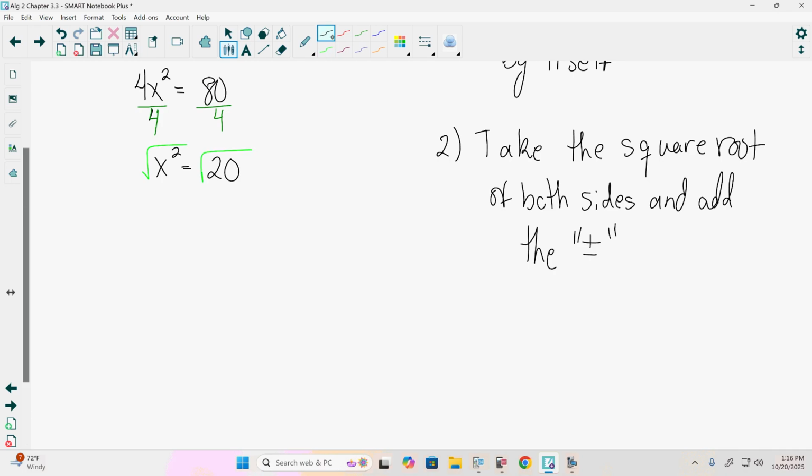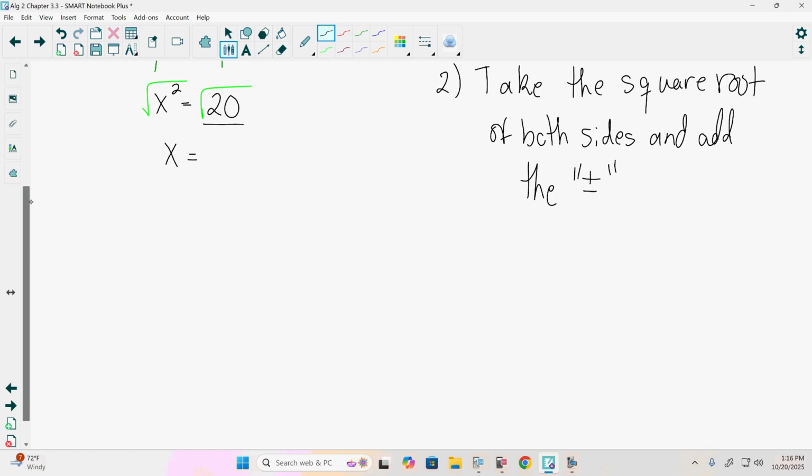Now the left-hand side's nice. The square root of x squared is going to be x, because when we take the square root, we're looking for what times itself gives us the term inside the radical. So the square root of x squared would be just x. On the right-hand side, we're looking at the square root of 20. We're looking for what times itself is 20. Unfortunately, there's not a nice integer answer for this.